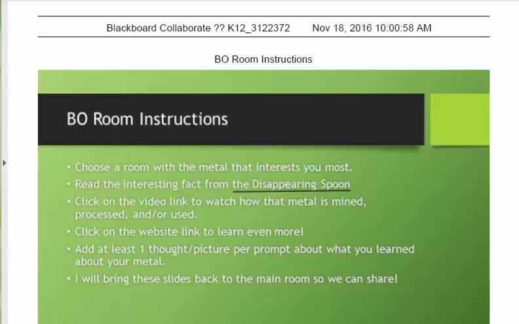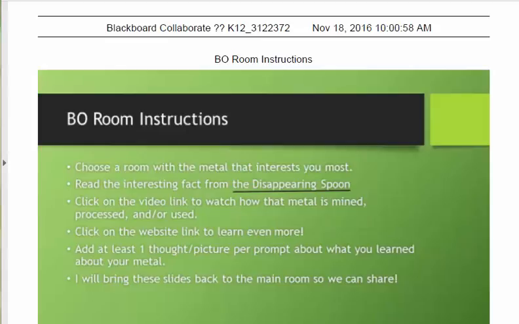So I first had a little introduction, just talking about classroom news and things like that. And then we went into the activity, and we have these breakout rooms. Breakout rooms are actually separate rooms within Blackboard Collaborate, which is what we use to meet up. And I had 3 different breakout rooms. I had one for aluminum, one for mercury, and one for copper.